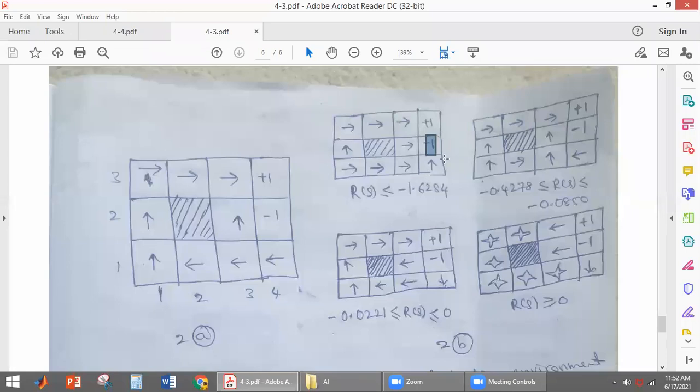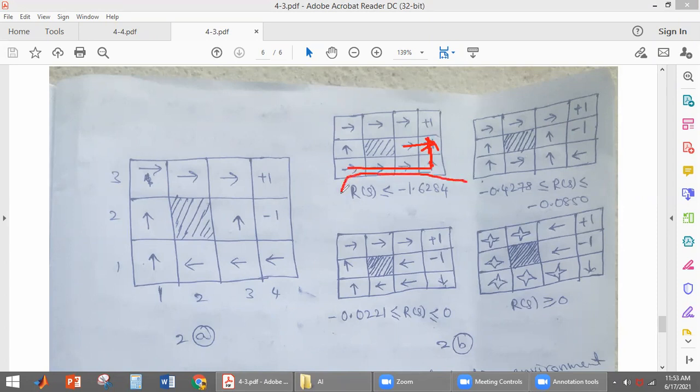So that is why, see here students, if the agent is at this location, which is (4,1), it will reach the terminal state by the shortest path. If the agent is here, it will reach the terminal state like this. So the agent has to reach the terminal state by the shortest path. The reward, as you see, is a negative value: -1.6284.